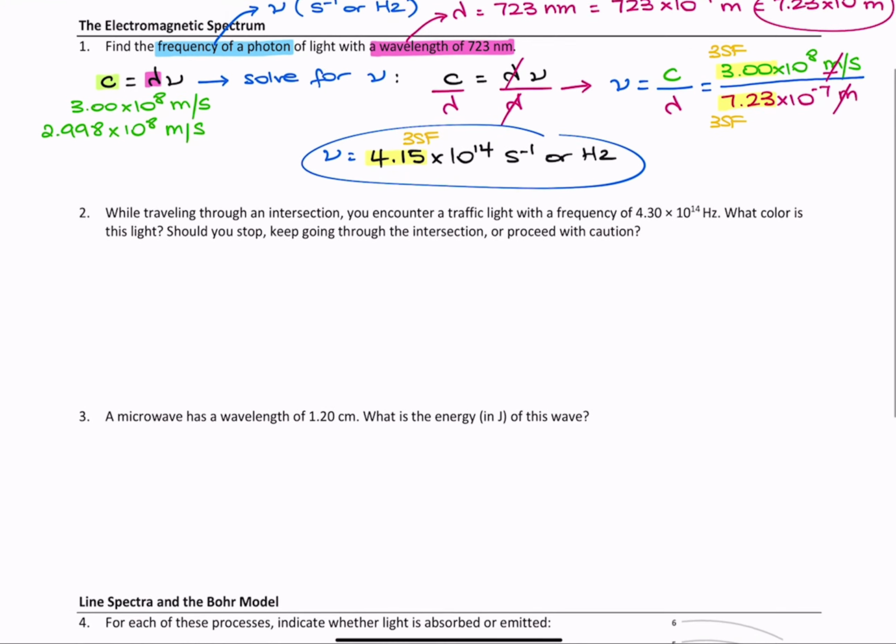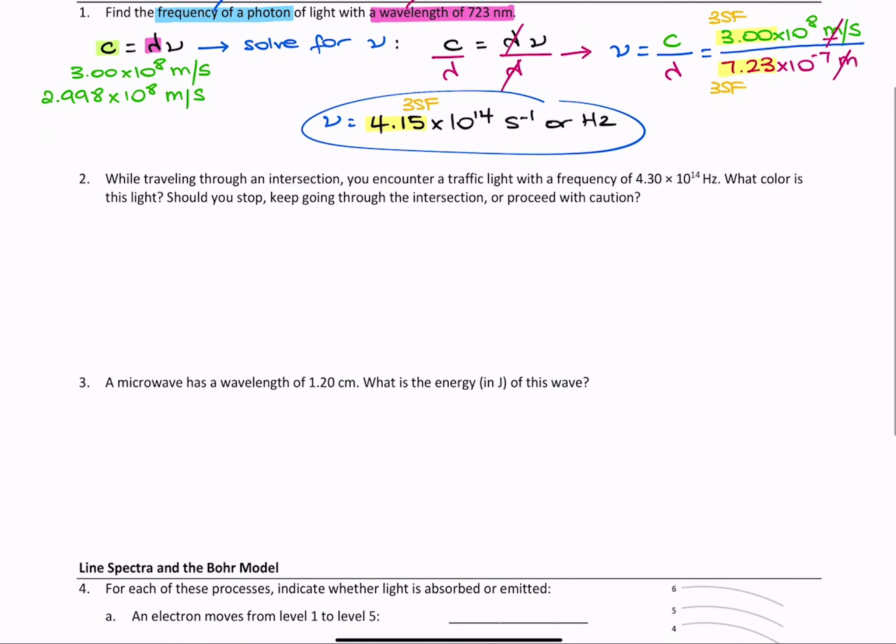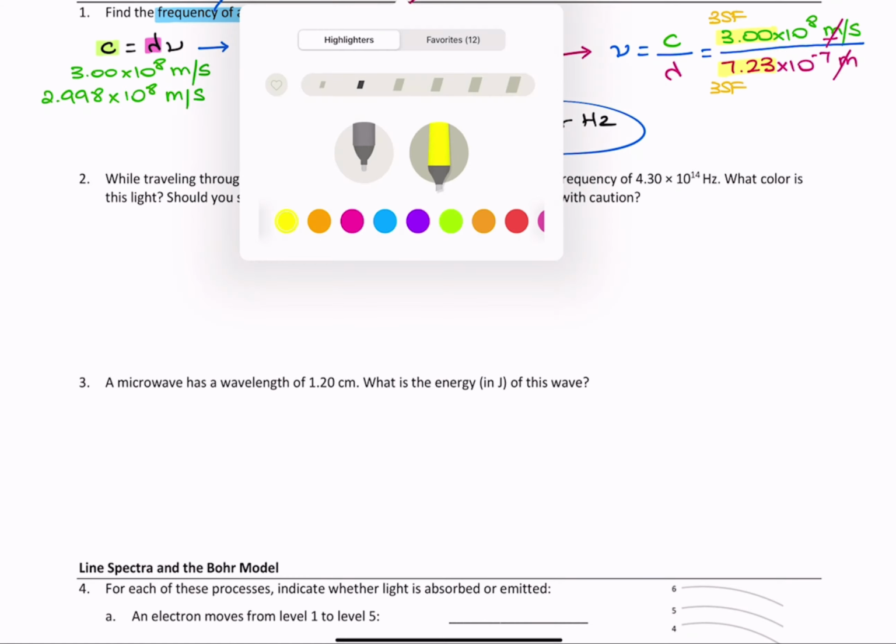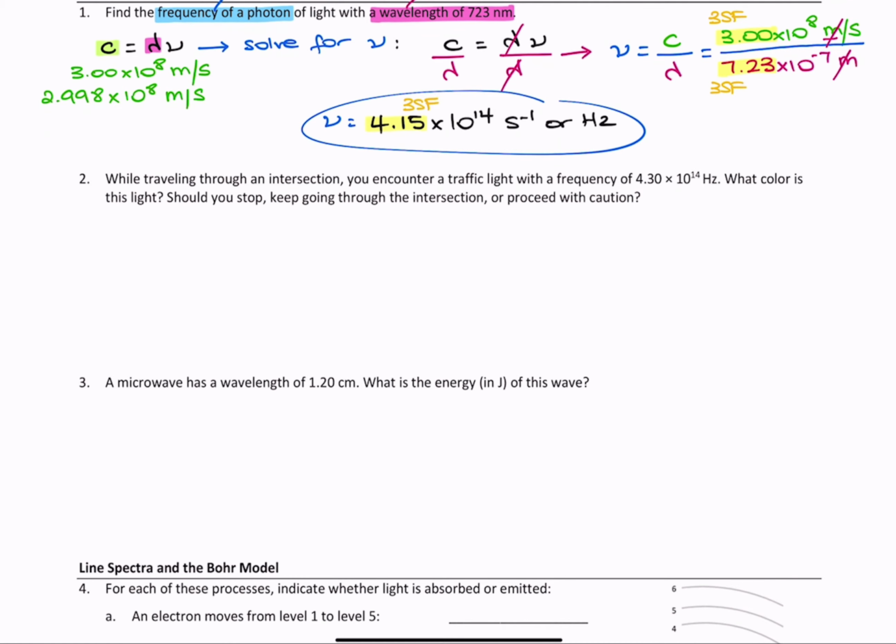Two, while traveling through an intersection, you encounter a traffic light with a frequency of 4.30 times 10 to the 14 hertz. So this is here your frequency. Nu equal 4.30 times 10 to the 14 hertz, or second negative 1, which is the same units. Okay, those are equivalent units. What color is the light?